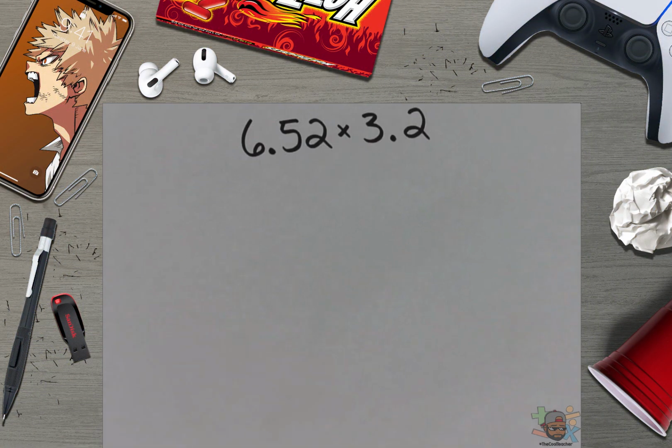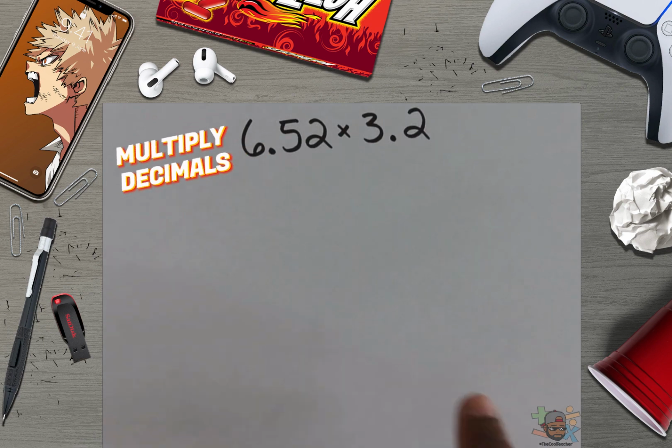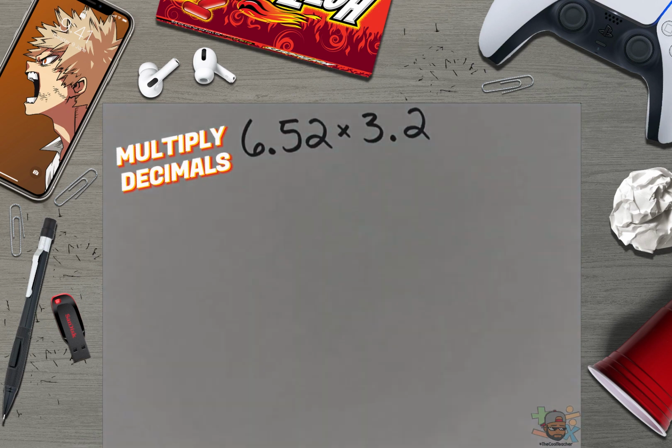What's going on, y'all? It's the Cool Teacher here today to show you how to multiply decimals. I have my problem here, 6.52 times 3.2.